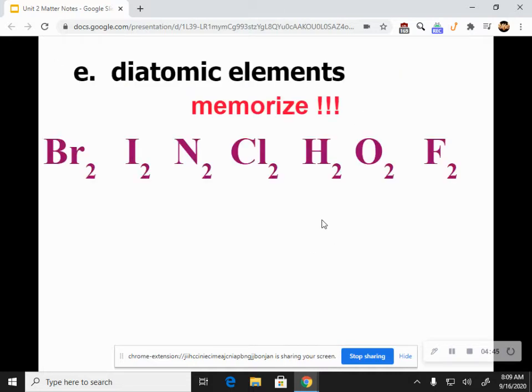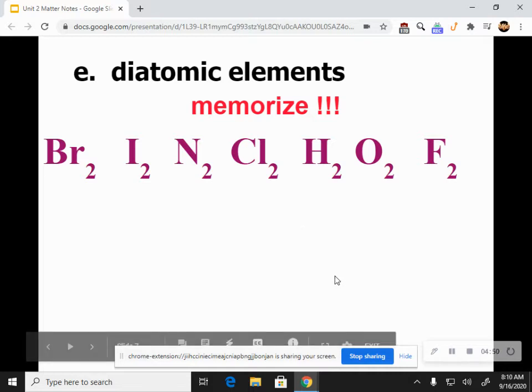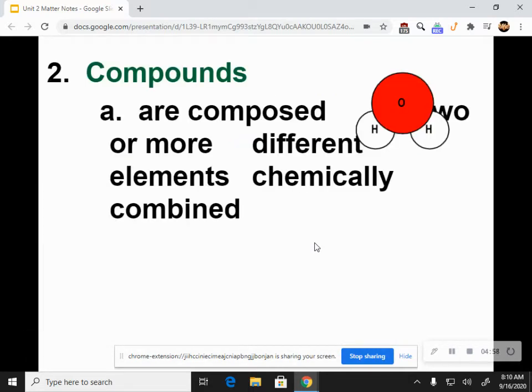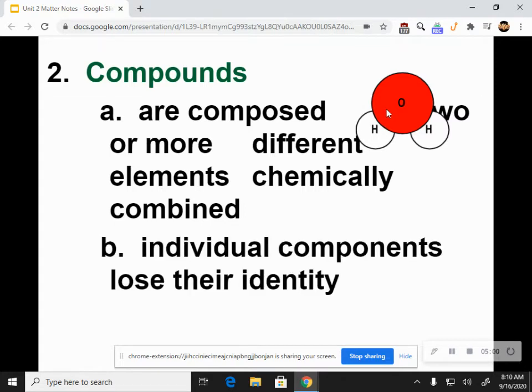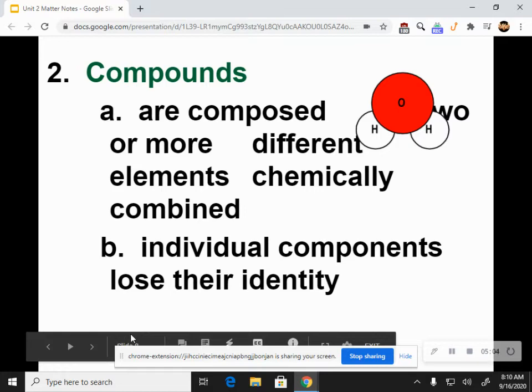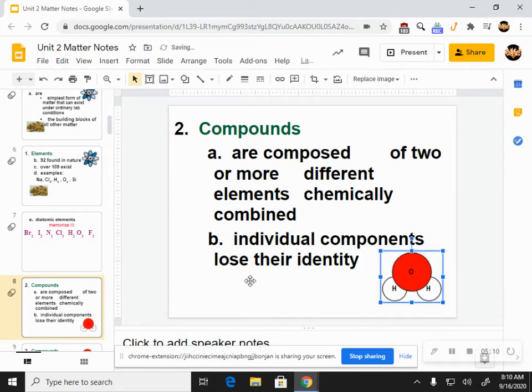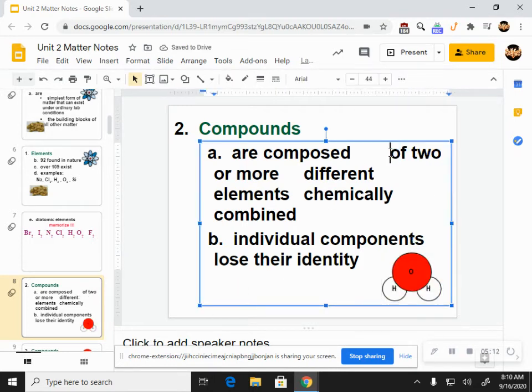You need to memorize these because later on it will be easier to remember how to write our different chemical equations. All right, so like I said, there are different types. So let me see. So let's fix this for you so you can actually see it.